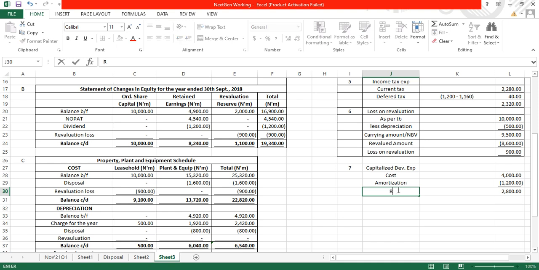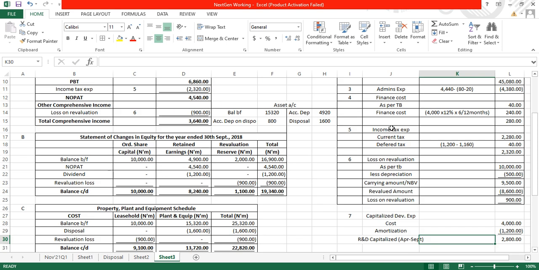So the R&D capitalized, 960, which is from April to September. Do we understand, please? Where is this R&D that I expensed here?